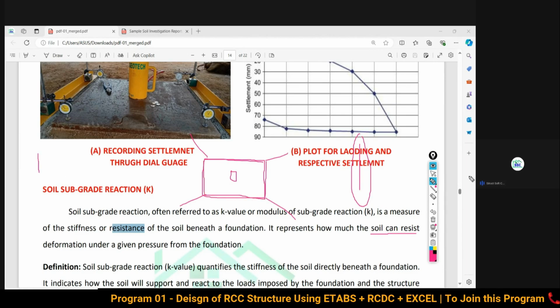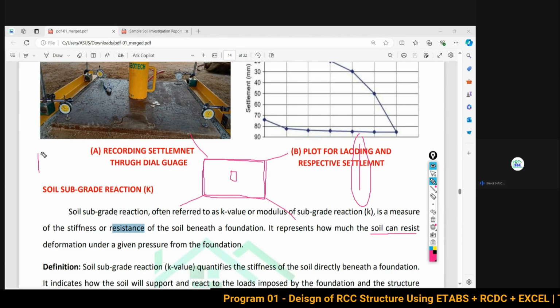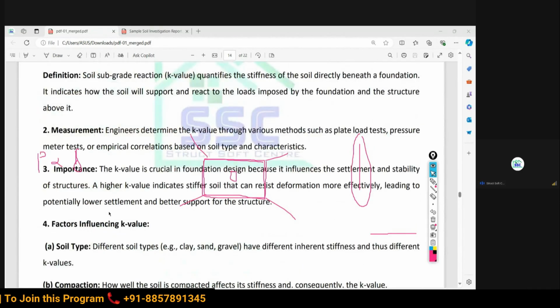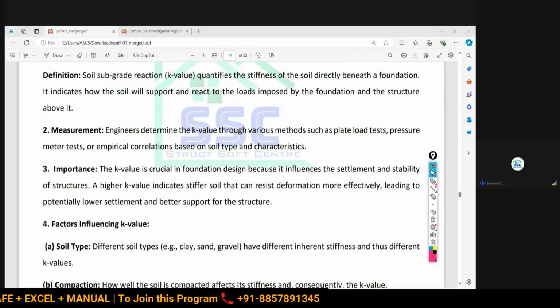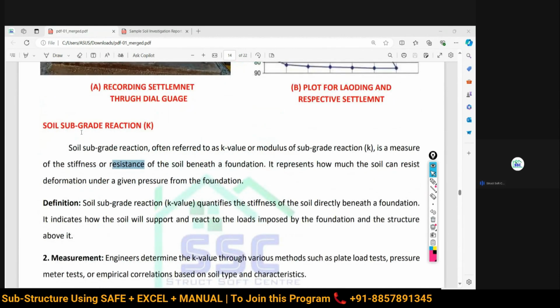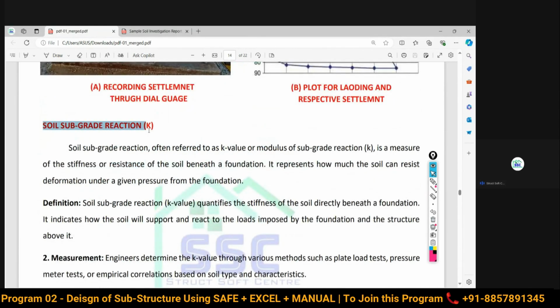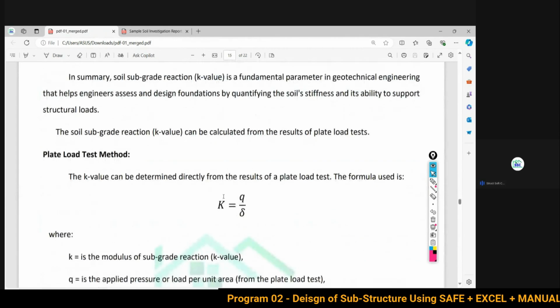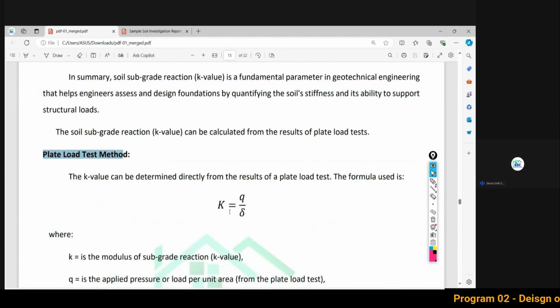So it's quite obvious that if you are going to increase the pressure, settlement is going to increase. Here, as you can find from the graph, as you increase the pressure, your settlement is going to increase. So actually we are going to do this plate load test, and this plate load test will help you to find out the soil subgrade modulus. Because to calculate the soil subgrade modulus, we are going to follow this equation. So this plate load test will help you to do the calculation for the subgrade modulus.